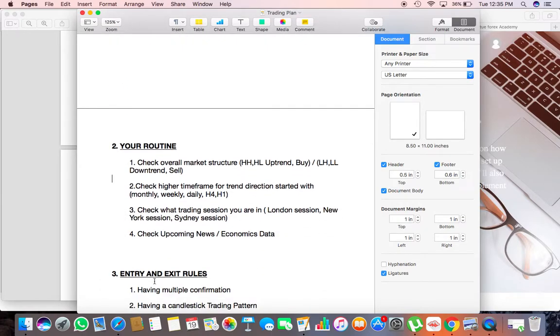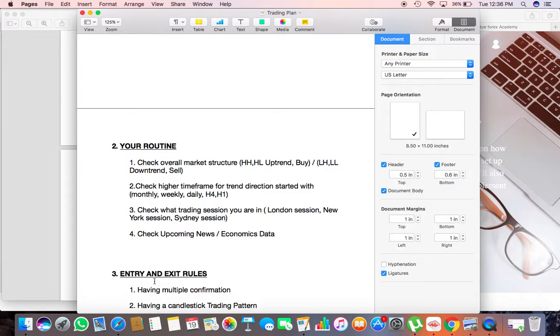Then your routine. Your routine is basically that you check everything before you enter a trade. When you get to the market, you check your higher time frame for trend direction. Is it a downtrend or an uptrend? You check your overall market structure. Is the market making higher highs and higher lows? Is the market making lower highs and lower lows?